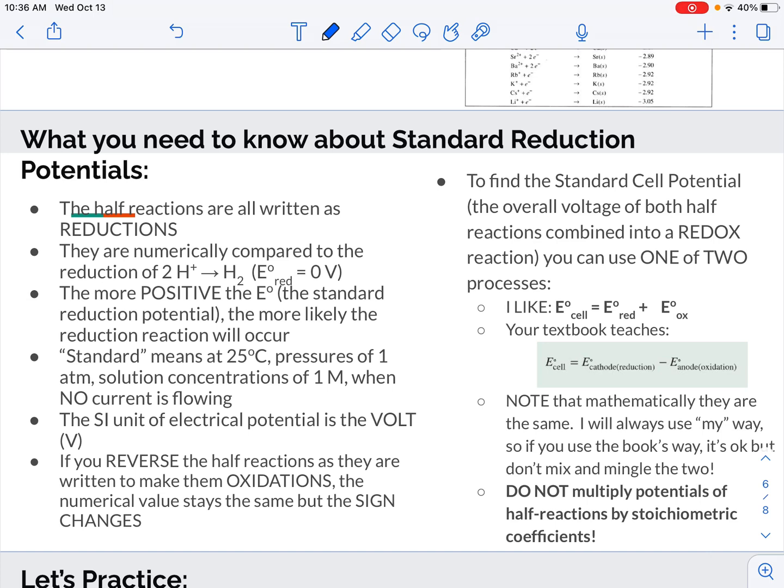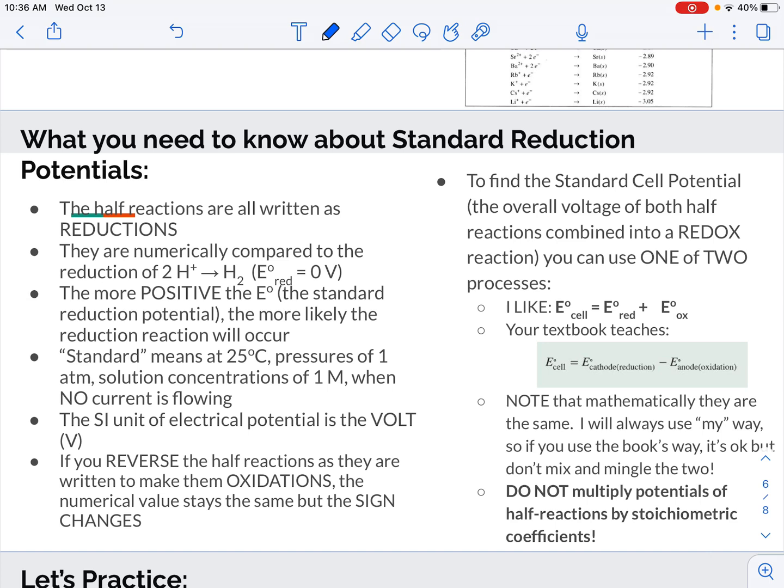So if you're more likely to be reduced than hydrogen ions, then you would have a positive reduction potential, and if you're less likely to be reduced than hydrogen ions, you would have a negative reduction potential. Okay, so you're always looking at the more positive the value, and it doesn't have to be positive, but the closer to positive you are, if they're both negative, the more likely the reduction will occur. And you'll use this to decide in a situation which will be a reduction and which will be an oxidation.